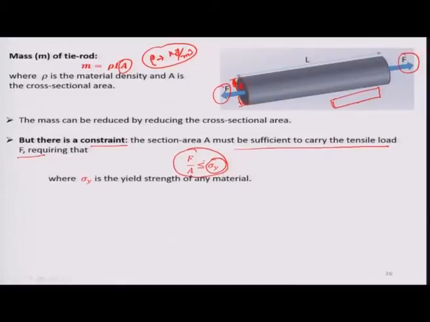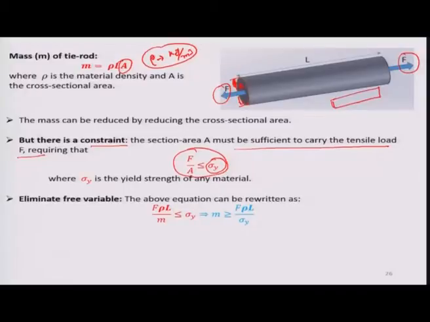Okay. Now, eliminate the free variable. So, what we are doing is substituting the value of cross sectional area from here. What will it be?